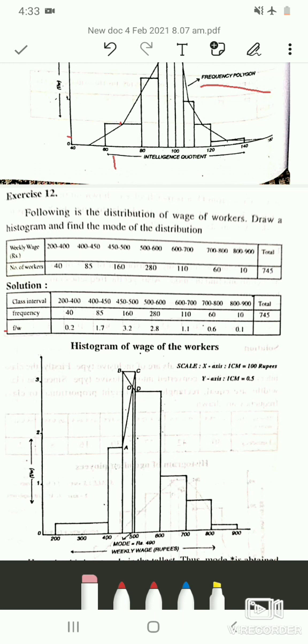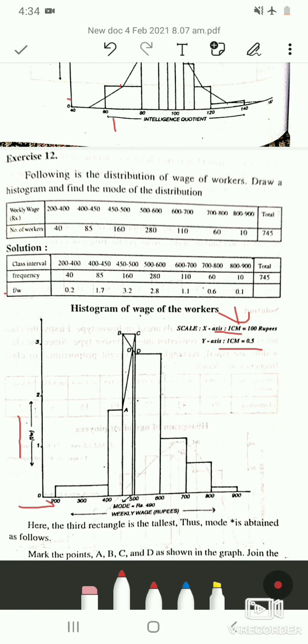Along x-axis, weekly wages in terms of rupees is taken, and 1 centimeter is equal to 100 rupees. Taking scale is of your choice. If you want, you can take 2 centimeters is equal to 100 rupees. And along y-axis, frequency densities are taken, which is 1 centimeter is equal to 0.5.